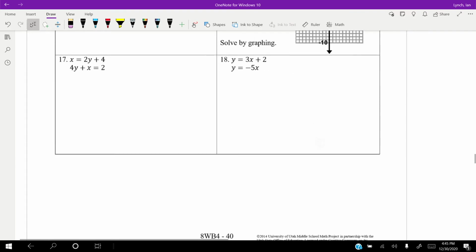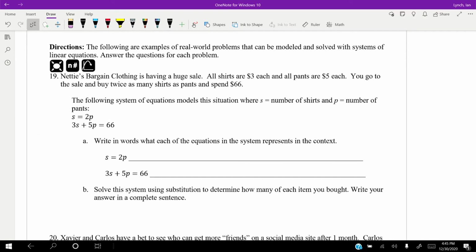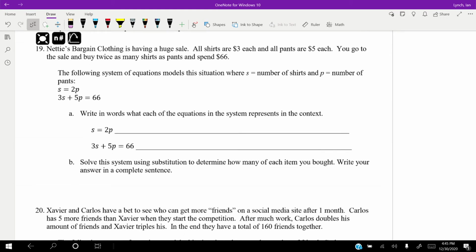All right, let's get down here. Let's look at some of what they actually mean, because I want you guys to understand what these mean. So, Nettie's Bargain Clothing is having a huge sale. All shirts are $3 and all pants are $5 each. You go to the sale and you buy twice as many shirts as pants and you spend $66. So the following system of equations models this situation where S is the number of shirts and P is the number of pants. So in words, what does each of these equations in the system represent?